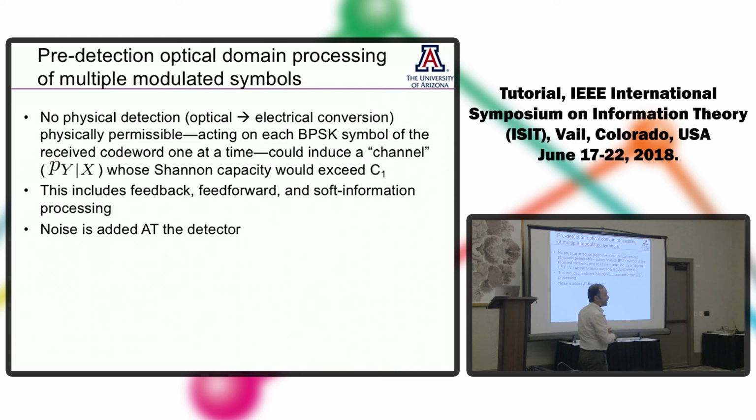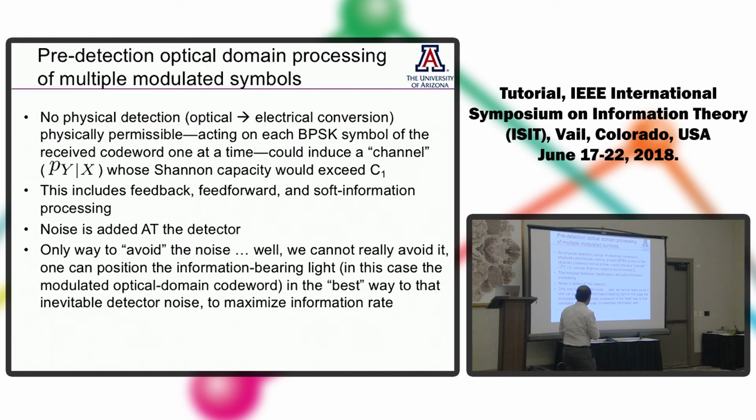Noise is added at the detector. When we talk about the AWGN channel model, it's the receiver that adds that noise, most of the noise at least. So the only way to avoid that noise, well, we cannot really avoid it.